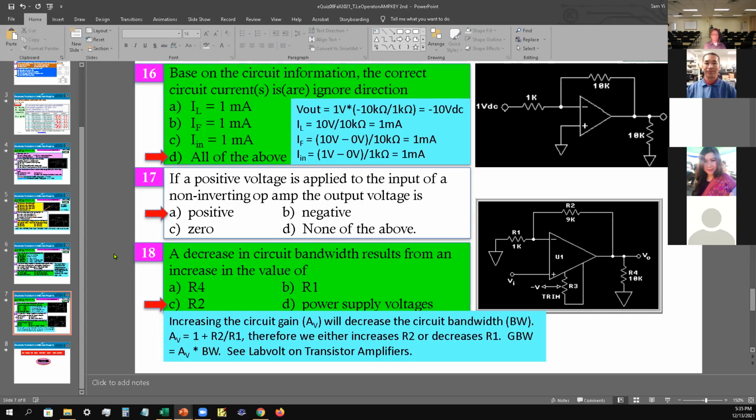Any questions on those? Yeah, just for 18 and R2, that kind of applied to my thought process as to R2's main function. Number 18 says that a decrease in circuit bandwidth results from an increase in the value of R2. So if there's a decrease in circuit bandwidth by R2, we're making sure our center frequency is becoming less noisy and more direct, a clearer signal.